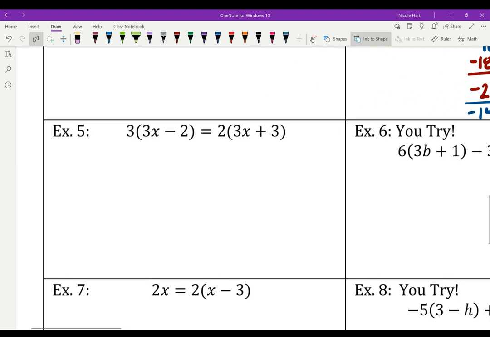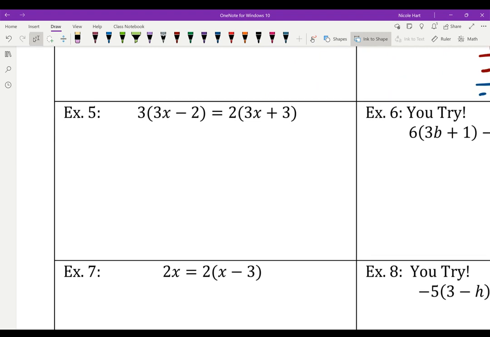Moving to our next example. Here we have 3 parentheses 3x minus 2 equals 2 parentheses 3x plus 3. So we have double-sided parentheses, so we have to distribute twice. So we're going to distribute on the left-hand side and distribute on the right-hand side.